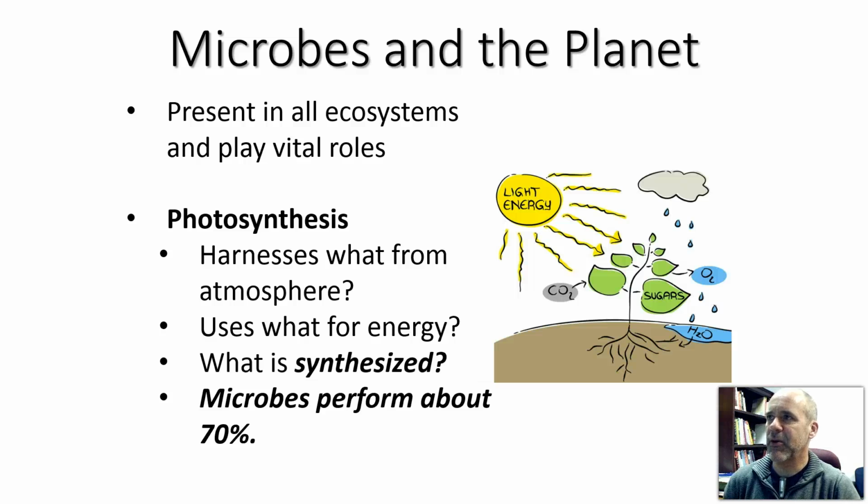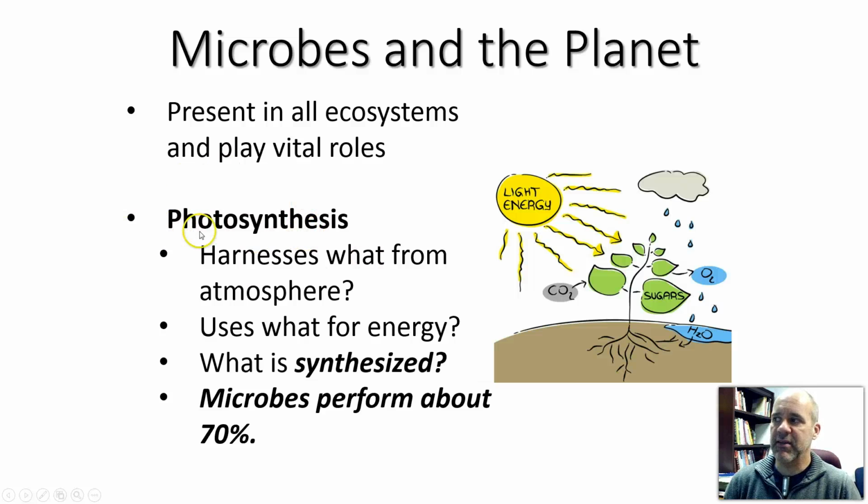All right, so back to microbes on the planet. As I've already said, they're present in all ecosystems. An ecosystem can be something like a desert or a swamp, or a place with very high temperatures and lots of toxic gases in it. Microbes have been discovered in almost every possible environment. Another important thing that microbes do is a process called photosynthesis. There are certain microbes that do this process.